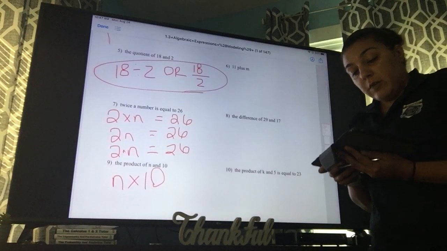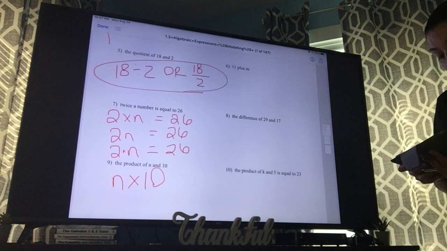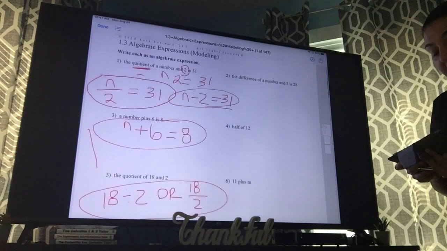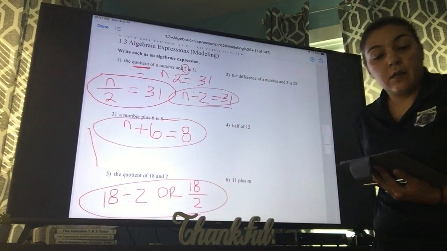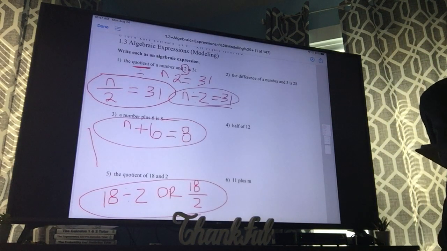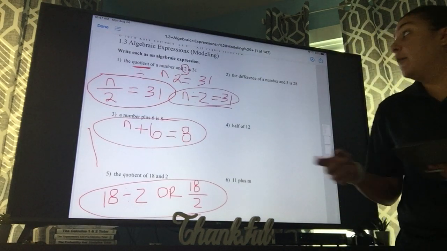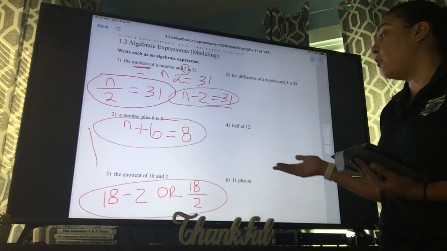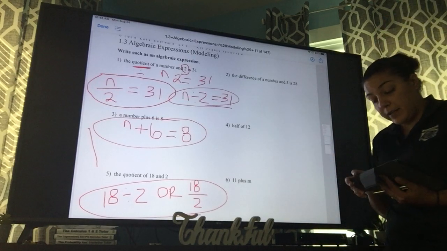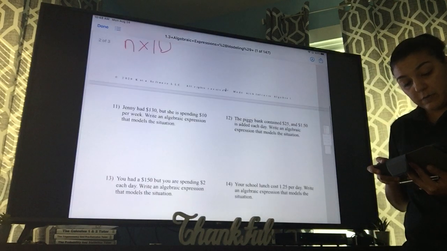What about difference? What does difference mean? Isn't that subtraction? Yep, difference is subtraction. Half. What does half mean? Divide. Yeah, half means divide by 2, or multiply times 1/2. So when it says half of 12, it's really 12 divided by 2. Then you should be able to do the rest of those.